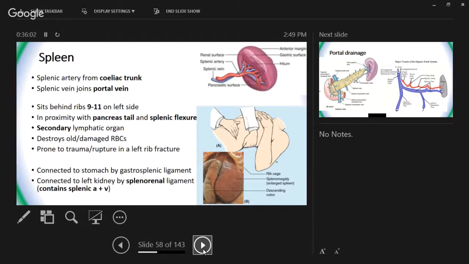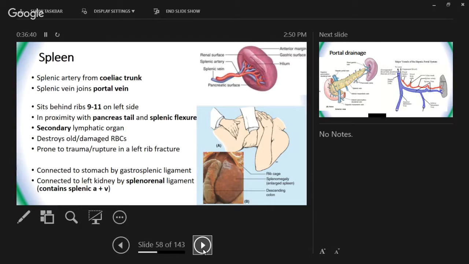This is supplied with blood through the celiac trunk via the splenic artery, and is drained by the splenic vein, which ends up emptying into the portal vein. So this one is located at ribs 9 to 11. It's a secondary lymphatic organ, so it's a place where lymphoid cells love to hang out, but they're not produced there. The primary lymphoid organs are the bone marrow and the thymus, and then secondary are the spleen, lymph nodes, etc. It also destroys all your old red blood cells.